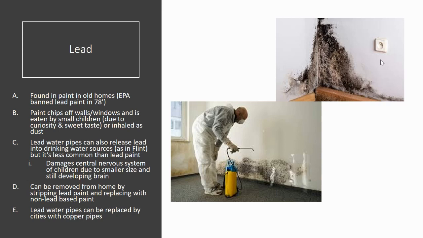developing issues. You can also find lead in water pipes, right? They can be released into the drinking water sources. Flint, Michigan is a perfect example of that happening. Now, how do you remove it? You can either strip the paint from your home and replace it with a non-lead based paint. You can also replace your lead water pipes with copper pipes.